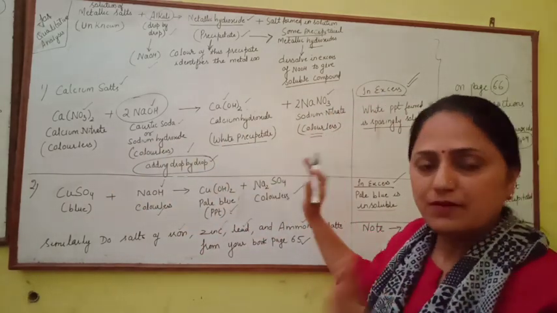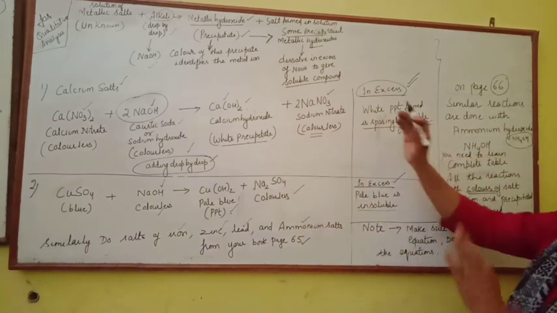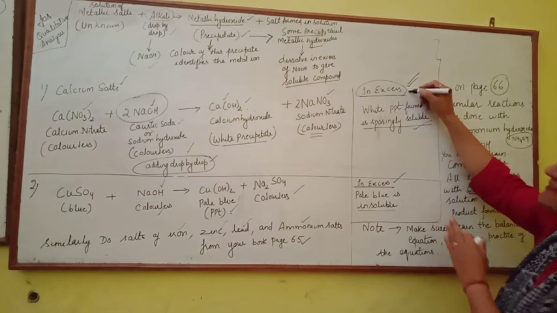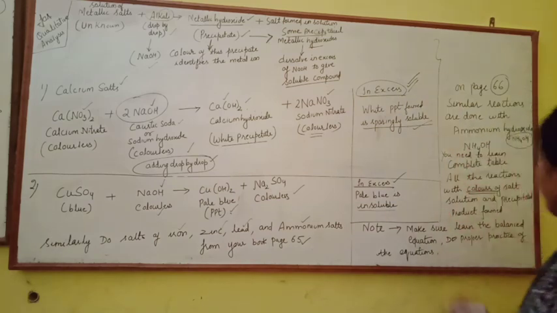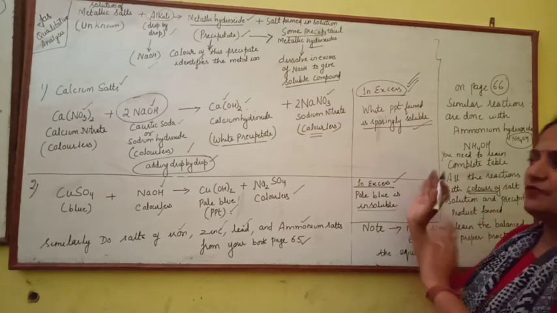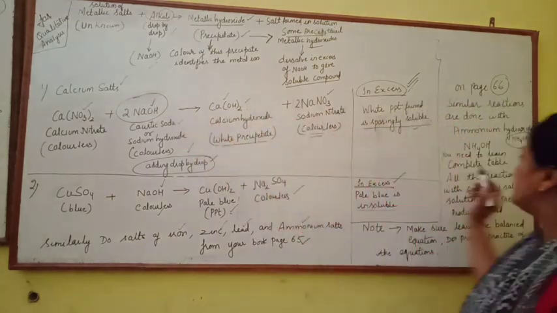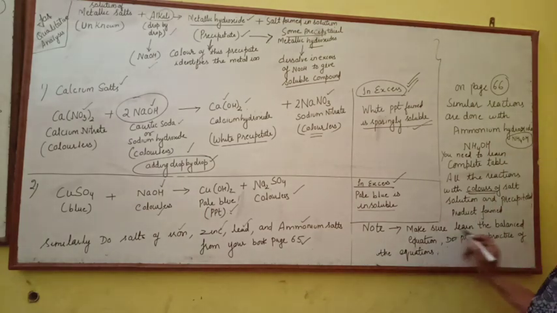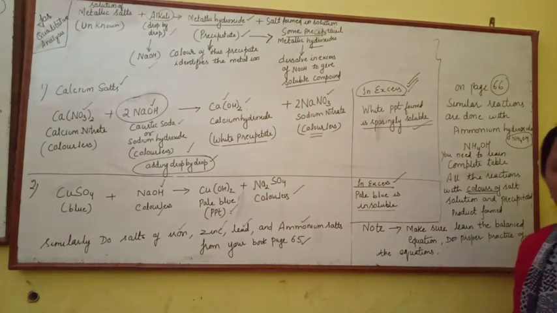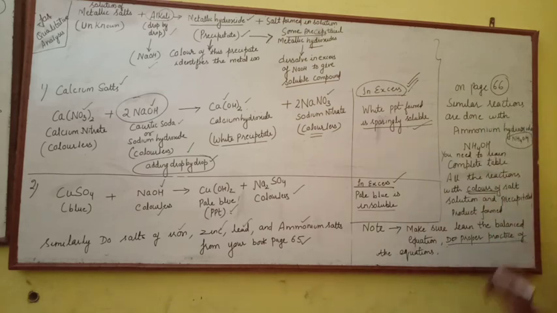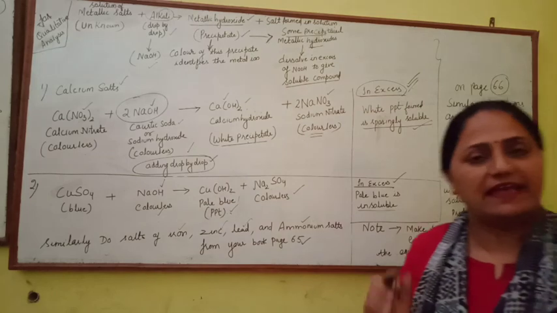You have to learn the proper colors and what happens when it is added drop by drop and when it is added in excess. So both the alkalis you will learn, that is sodium hydroxide and the ammonium hydroxide. But make sure you learn the balanced equation. So do the practice of proper balanced equation in writing.